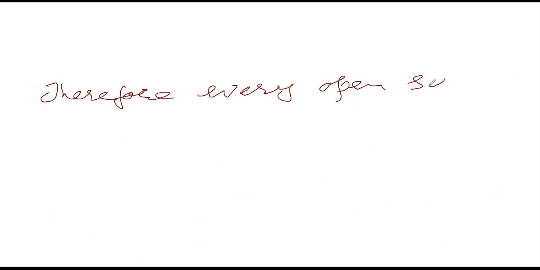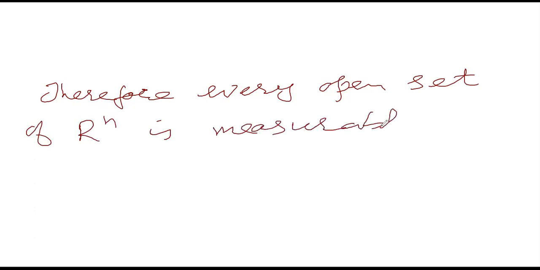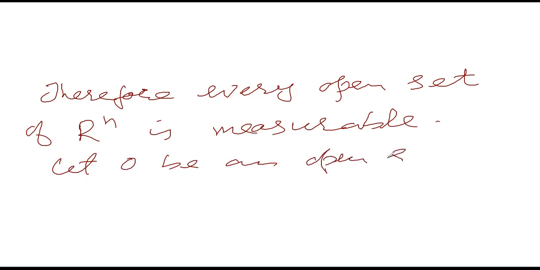So therefore every open set of Rn is measurable. So that implies that this is measurable. Let O be an open set in Rn. So this implies O belongs to lambda.